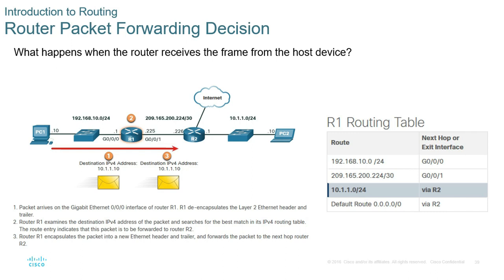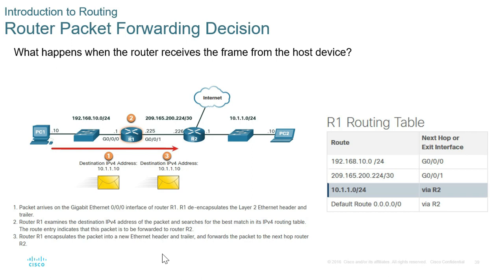Let's look at a little bit about the process of routing. Okay, so what happens when the router receives the frame from the host device? Sekarang kita nak tengok tugas routing ni apa yang dia buat. Okay, so first the packet arrives on the gateway interface. For example here, gigabit Ethernet 0/0/0. Okay, so ini adalah interface untuk LAN ini, 192.168.10 punya LAN. So the IP address of this router untuk interface ini adalah 192.168.10.1.